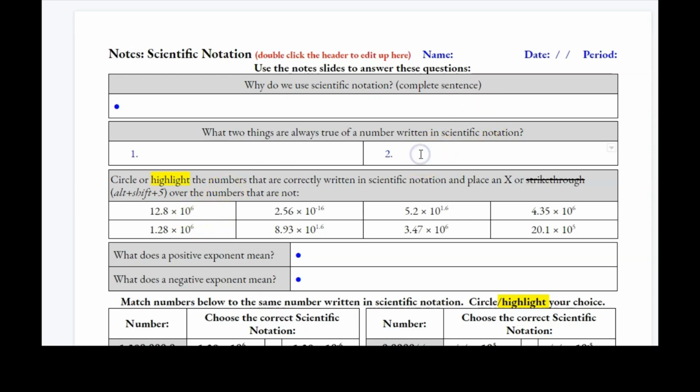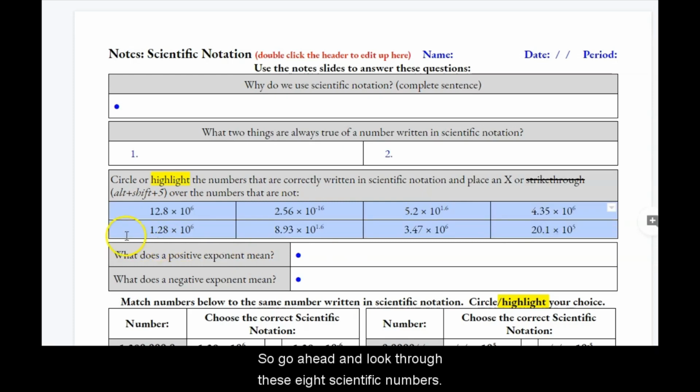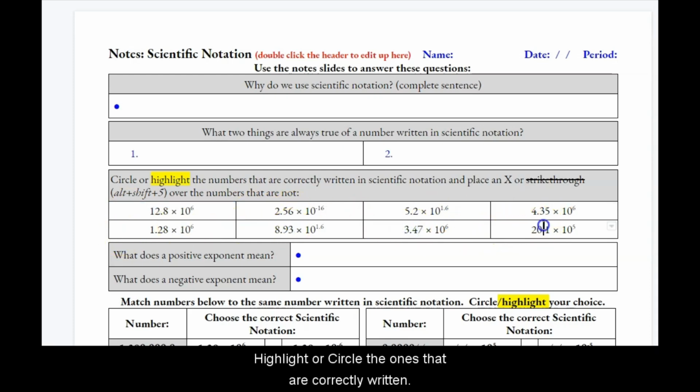The second rule is, is the number in the exponent a whole number, and is it being multiplied by 10? So all of these seem to be multiplied by 10, so that's good. But now you're going to look up here. Is this a whole number? Negatives are okay, but decimals are not. So go ahead and look through these 8 scientific numbers and cross out any of the ones that are incorrectly written and highlight or circle the ones that are correctly written.